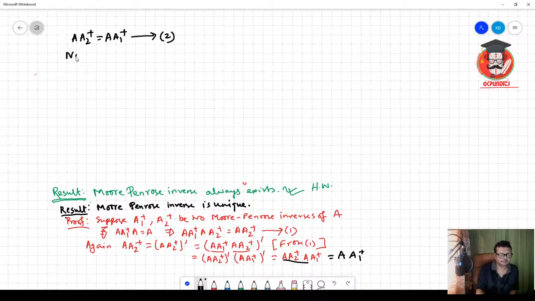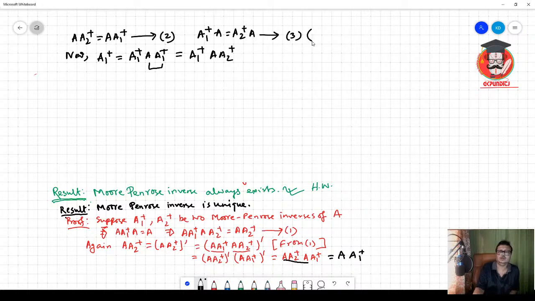Now A1 plus equals A1 plus A A1 plus, since A1 plus is a Moore-Penrose inverse, so using property number 2 we get this. So A1 plus equals A2 plus. So in a similar way you can prove that A1 plus A equals A2 plus A, using the same way you prove this part. I denote this equation 3. This is your homework, please do it yourself.